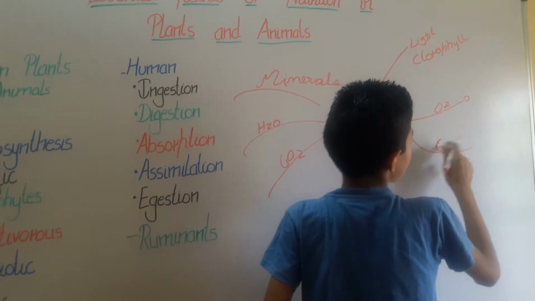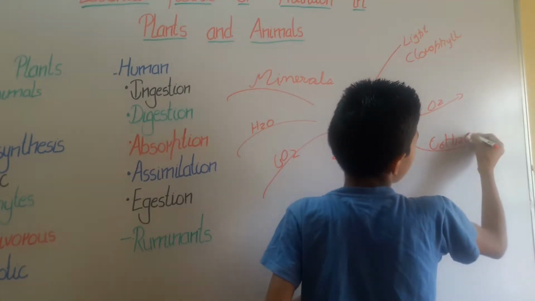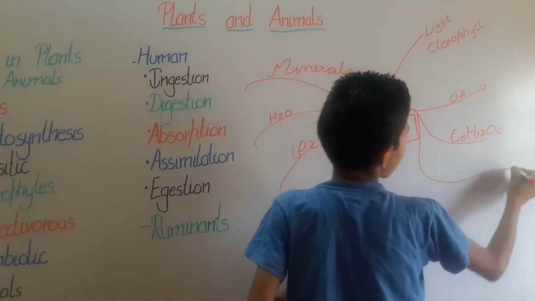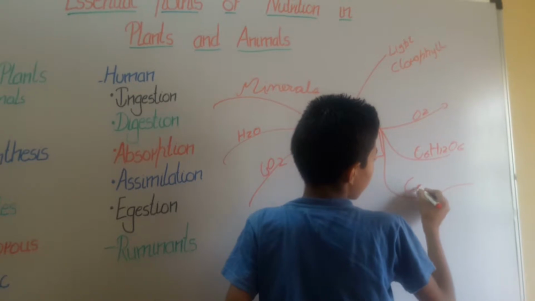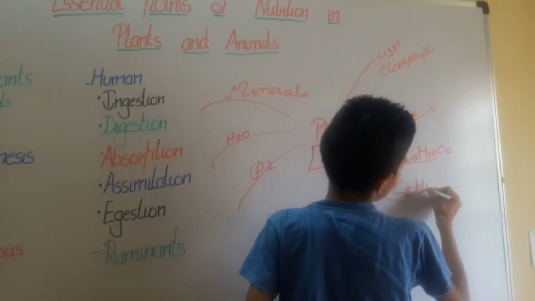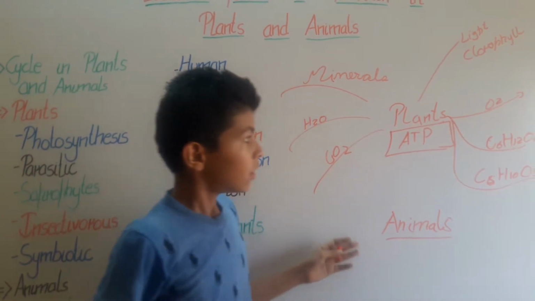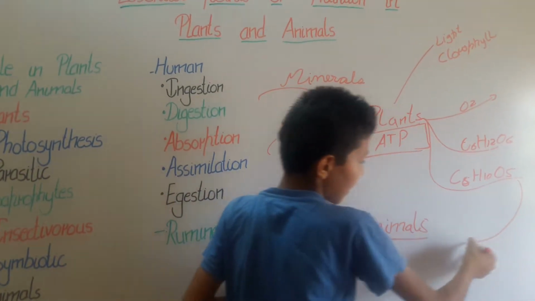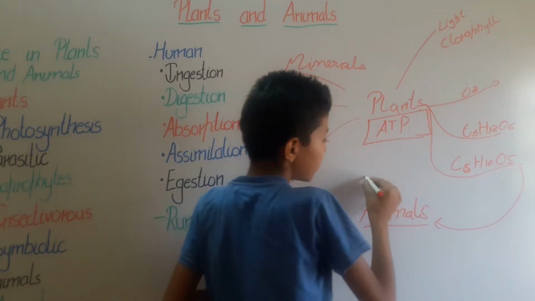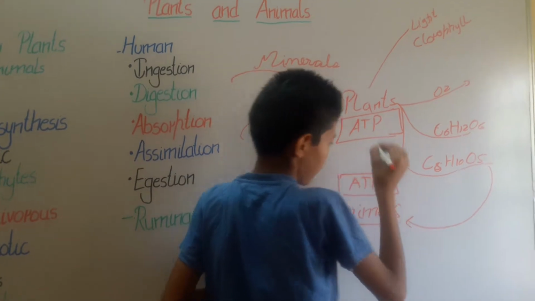Its formula is C6H12O6, and starch, whose formula is C6H10O5. So friends, they release this, which then the animal eats, and they obtain the ATP energy again.